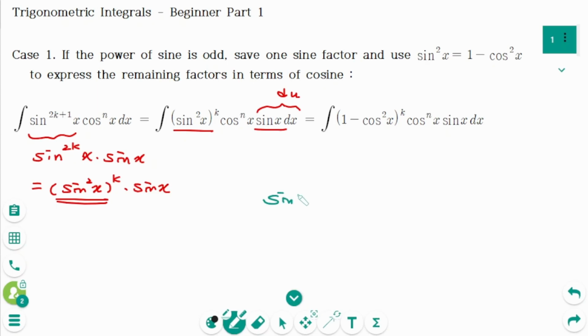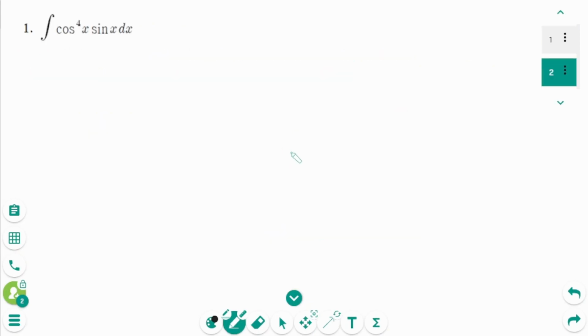So use the trigonometric identity sine squared x plus cosine squared x equals 1. Then sine squared x equals 1 minus cosine squared of x. Now let's see how it is used in the problem.